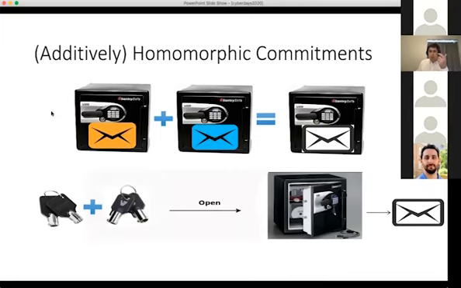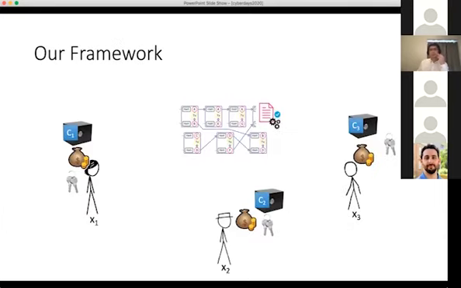This is also another important tool in our construction, even though very recently we've shown that we can even do without that. We can do what we do with a simple commitment scheme without the homomorphism.